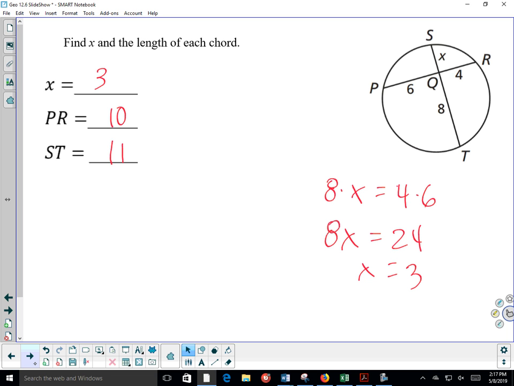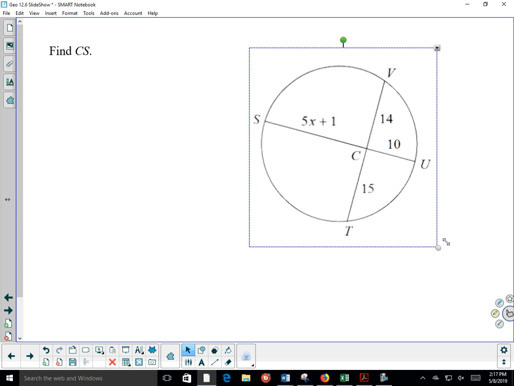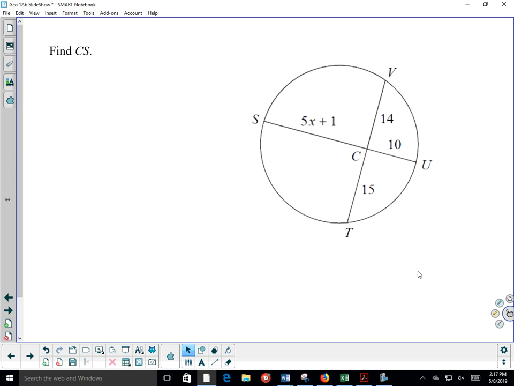Okay, let's take a look at this next example. For this one, you are trying to find the length of segment CS. Audrey, can you help me out with that? I found x. I said SC times CU equals BC times CT.